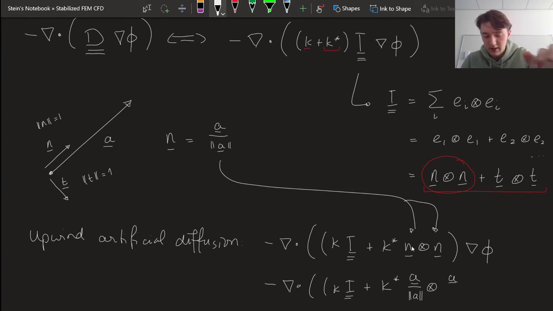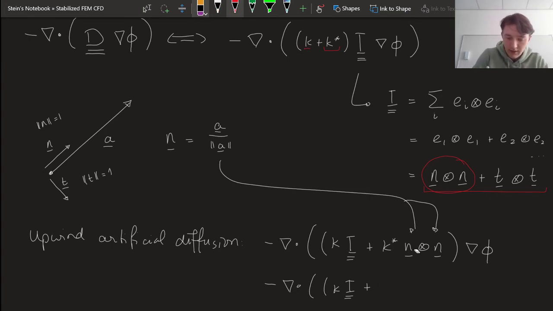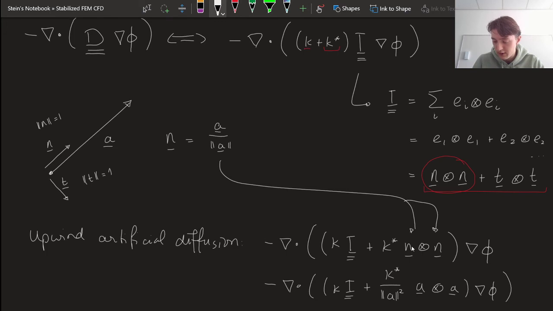And if I may already rewrite this a little bit, that's going to be the same thing as kappa star divided by the magnitude of a squared times a tensor product a, times the gradient of phi, closing bracket.